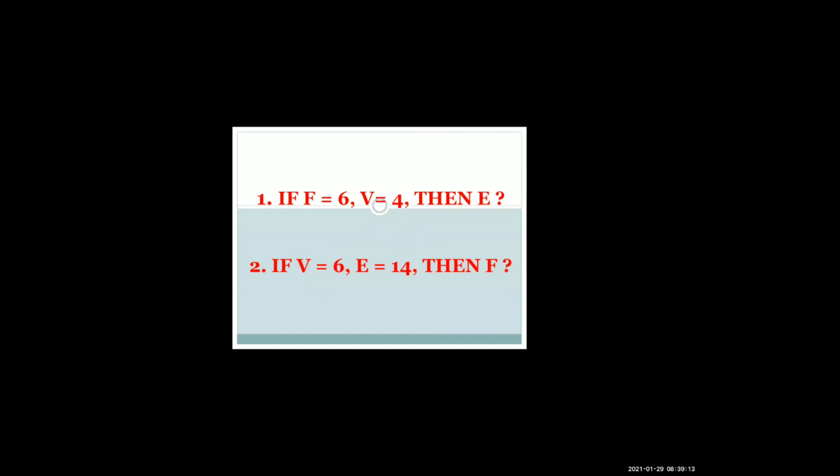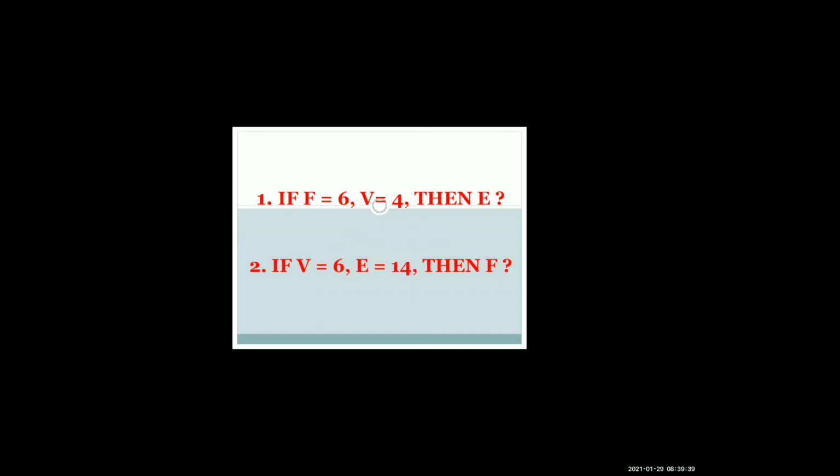Now, this one, faces are 6, vertices are 4. Then how many edges? Faces are 6, vertices are 4. How many edges will there be? Just remember the formula, f plus v is equal to e plus 2. So add faces and vertices. What is f plus v? What is the answer you get? F plus v is 6 plus 4. What is the answer?